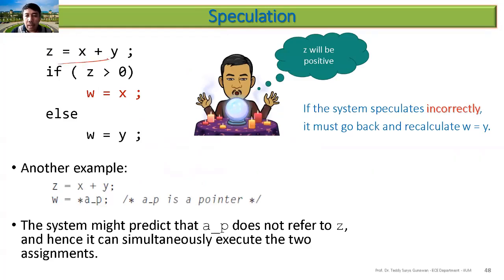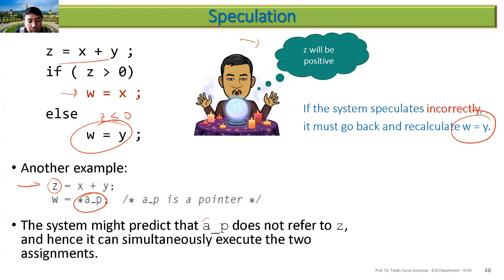This is the example: Z equal to X plus Y. I predict that it will be positive, so I run this one at the same time. But what if Z is less than or equal to 0? Then the system speculated incorrectly. It must go back and recalculate W equal to Y. In another example, the system might predict that the pointer does not refer to Z here, that it does not depend on it. Since these are different variables, you can execute this in parallel.